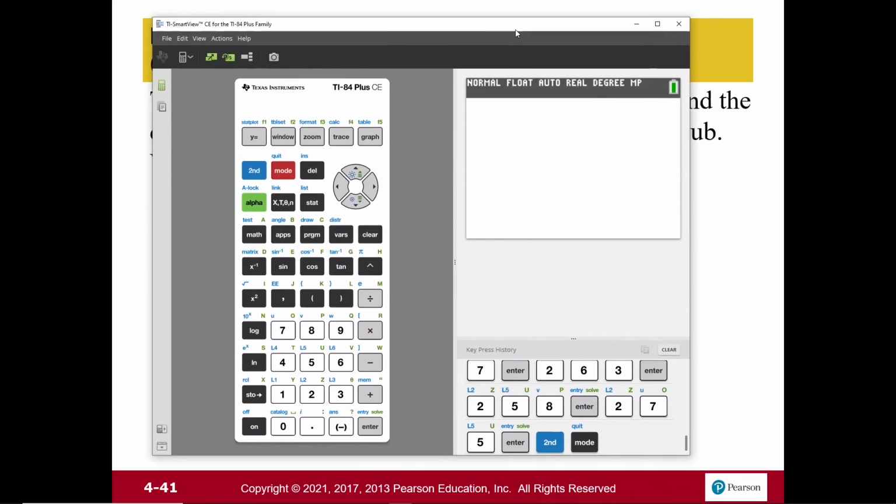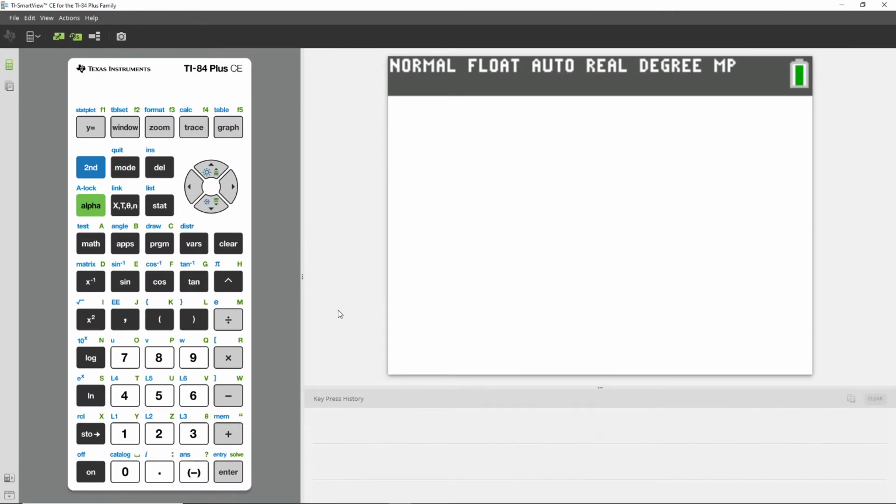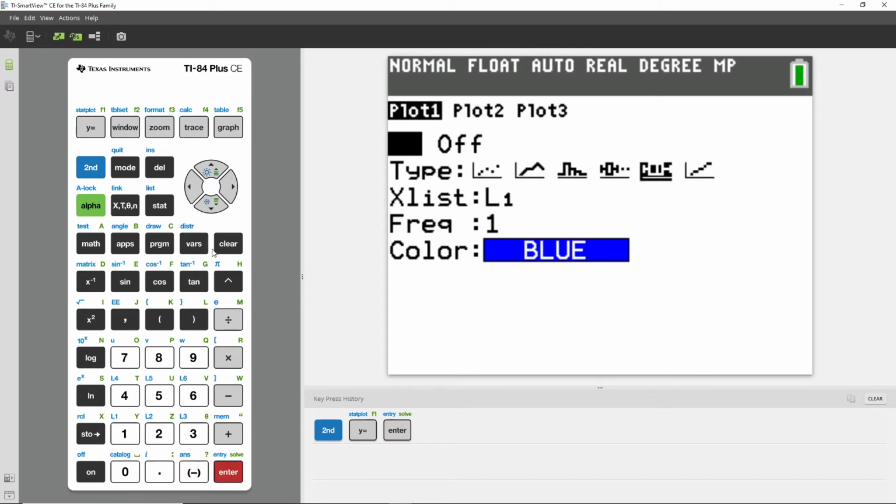And now let's look at how we actually graph a scatter plot using our calculator. We go into the stat plot: second, Y equals, and we'll pull up the stat plot. We're going to turn on our plot and select the scatter plot, which is the first type.